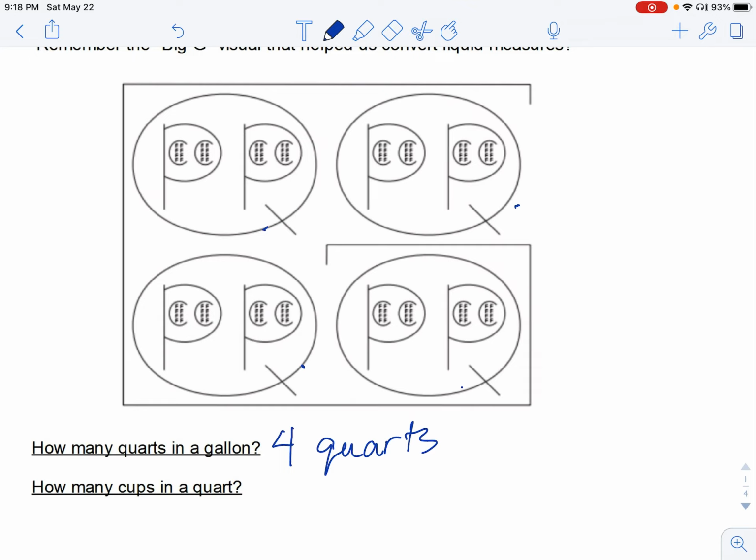Similarly, if it asked how many cups are in a quart, well, I look inside the 1 Q and count up my cups. 1, 2, 3, 4. 4 cups in 1 quart. A very helpful tool for memorizing liquid conversions, which are sometimes hard to remember. You may have noticed a new addition. Do you spot it? Now within each cup, you see these tiny letter Fs.